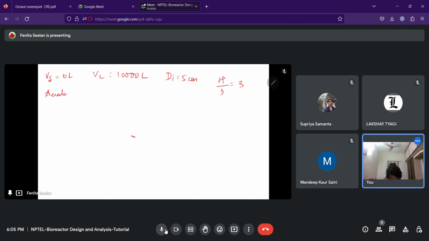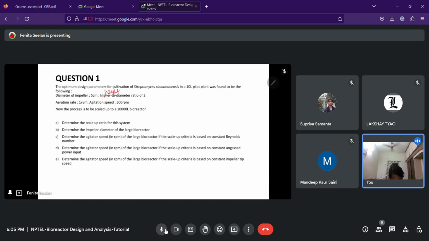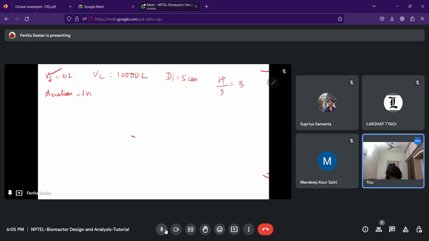Aeration is how much? Aeration is 1 VVM and the agitation is 300 rpm. Okay, so let's start solving the problem. Our first question is to find the scale-up ratio.